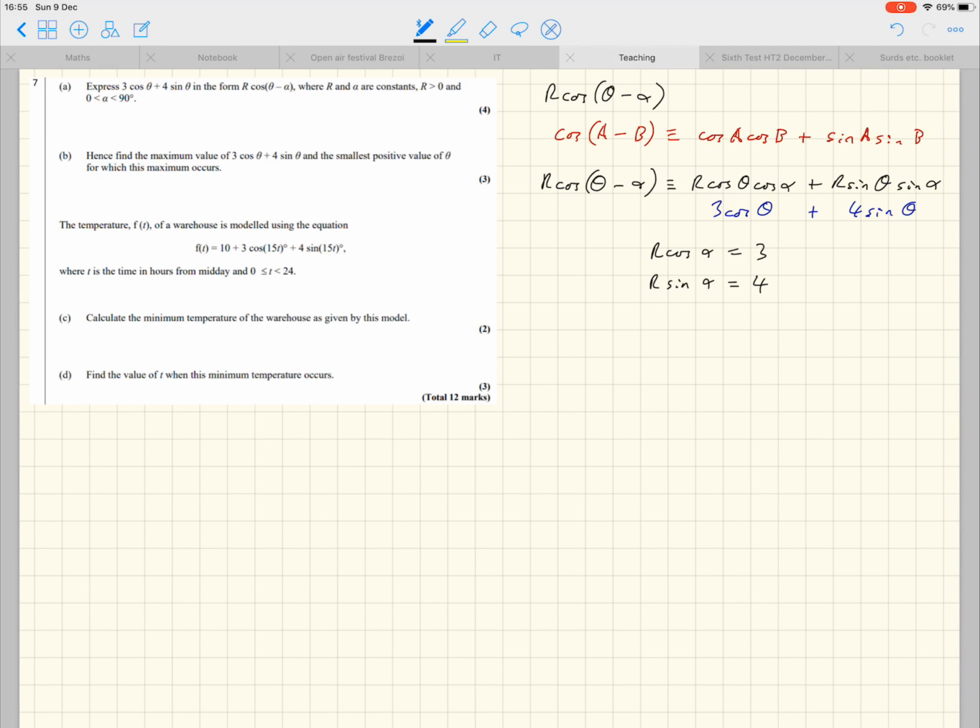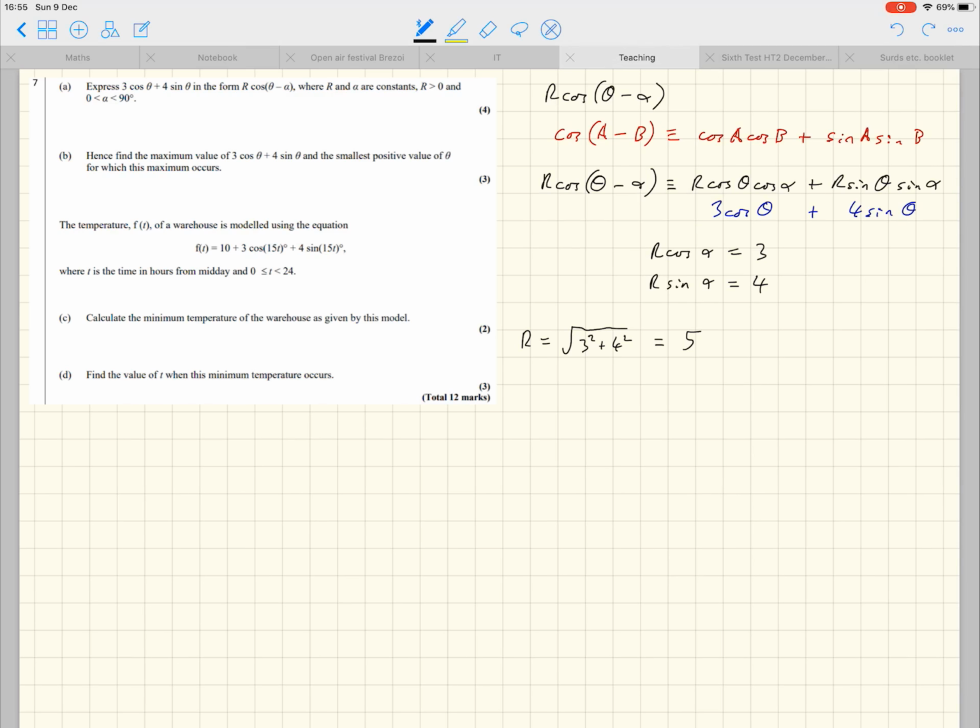Now, it's worth just knowing that r you can find by effectively doing Pythagoras on the 3 and the 4. So I'm just going to do that over here. r is going to be the square root of 3 squared plus 4 squared. That always works, just do it, and you get out your 5 straight away. To work out alpha, you can substitute that value into one of these 2 equations here and work out what alpha is. That works fine.